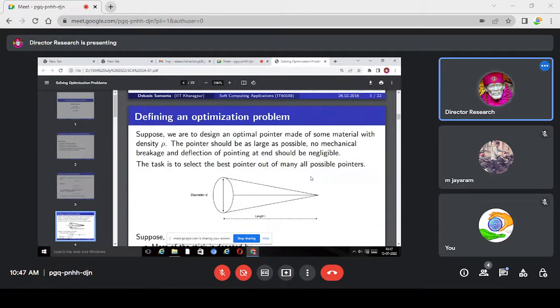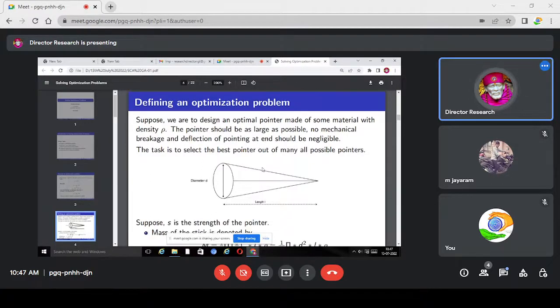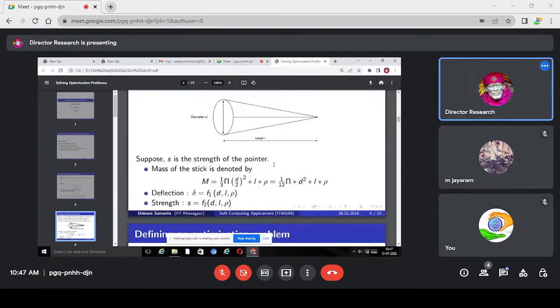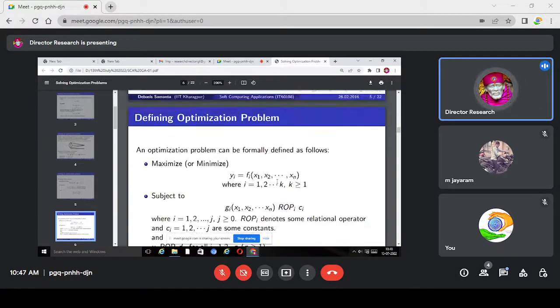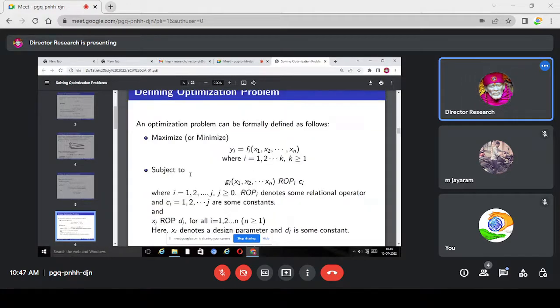Suppose we are to design an optimal pointer made of some material with density rho. The pointer should be as large as possible, with no mechanical breakage, and the deflection of the pointer should be negligible. The task is to select the best pointer out of many possible pointers. So the problem can be stated with an objective function subject to constraints. An optimization problem can be formally defined as maximize or minimize subject to constraints.